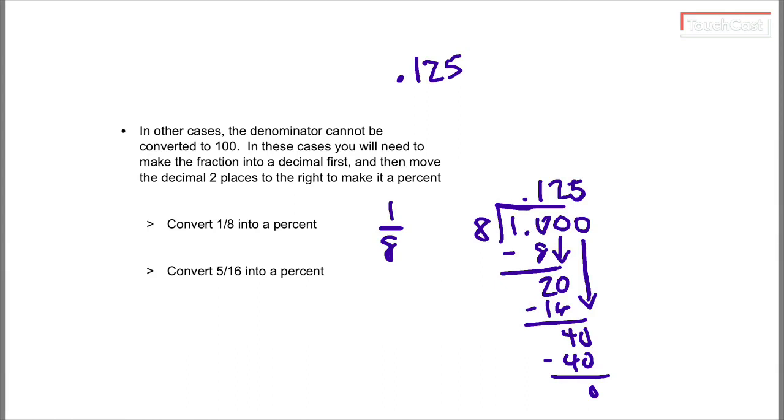Since we have it as a decimal, in order to make a decimal into a percent, we have to move the decimal 2 places to the right. 1, 2. So that becomes 12.5. So 1/8 is 12.5%.